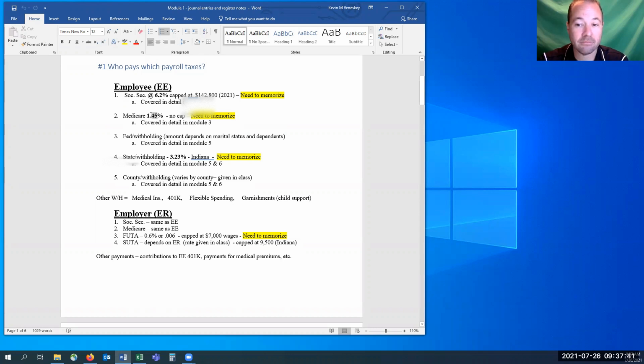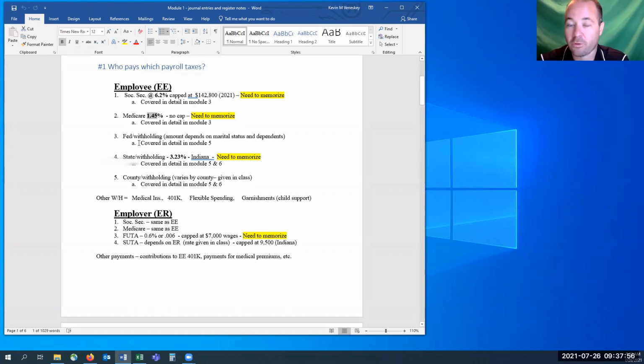So every taxable dollar that you earn will be taxed at least 1.45%. Now, there is a caveat there that we'll go through in Module 3, where you could be taxed more if you're in a really high income.